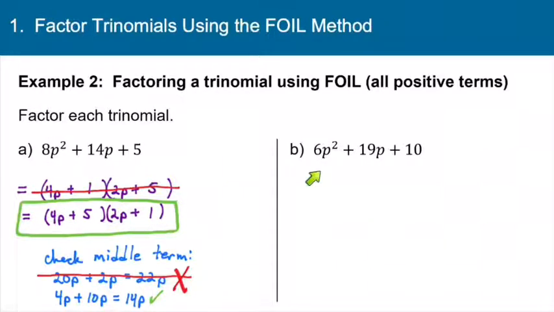Now let's try part B. Again, let's always make a habit of checking first for a GCF. So ask yourself if p is common, and it is not.